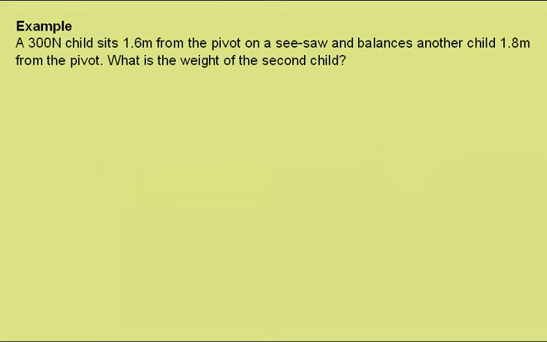Let's look at an example. A 300 newton child sits 1.6 meters from the pivot on a seesaw and balances another child 1.8 meters from the pivot. What is the weight of the second child?